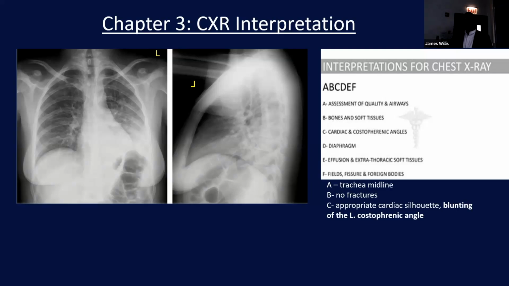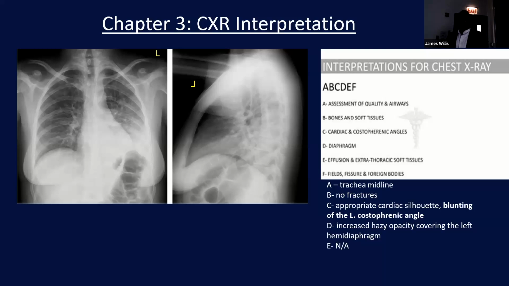D, the diaphragm, how does that look? Thank you. Okay. So there's some hazy opacity covering the left diaphragm, as we said, with the blunting of the costophrenic angle. Any effusion or extra thoracic soft tissues? Okay, sweet.